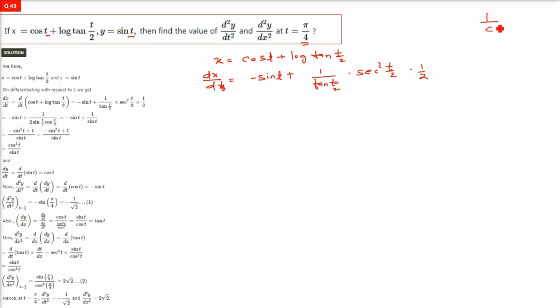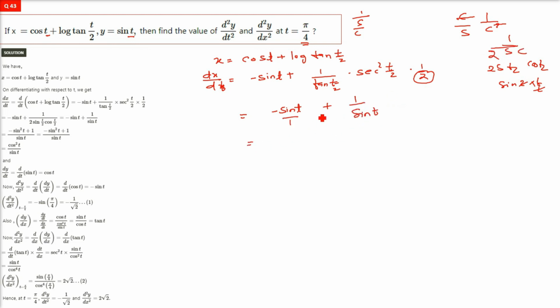Sec square is 1 by cos square, and tan, since it is in the denominator, is sine by cos, so 1 by sine by cos is cos by sine. One cos gets cancelled, and you have 1 by sine and cos, with angle t by 2. So we can write it like this: minus sine t, and there is a 2 already in the denominator, so 2 sine cos. 2 sine theta cos theta is sine 2 theta, that is sine of 2 into t by 2, so the 2 gets cancelled. We have sine t, so you can write it as 1 by sine t.